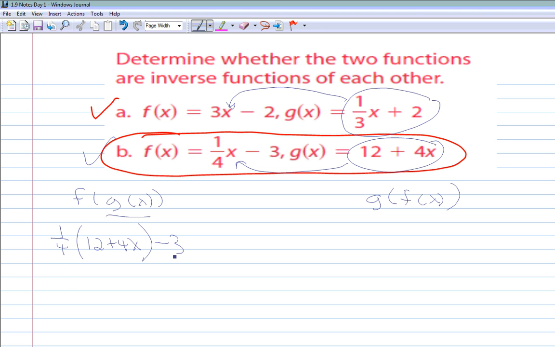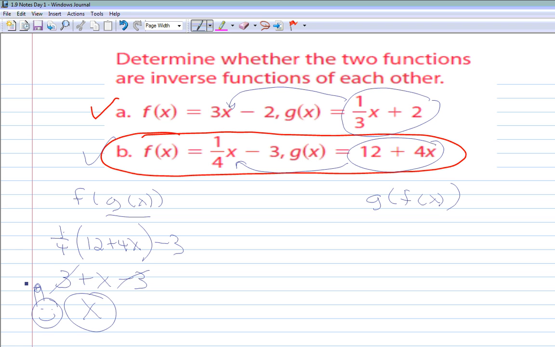All right, well, 1/4 of 12 is 3. And 1/4 of 4x would be just x. And then we have minus 3. Oh, yippee. Look here. Our 3's cancel and we just have x. Okay, that deserves a party guy. Yippee. All right, go Bearcats.